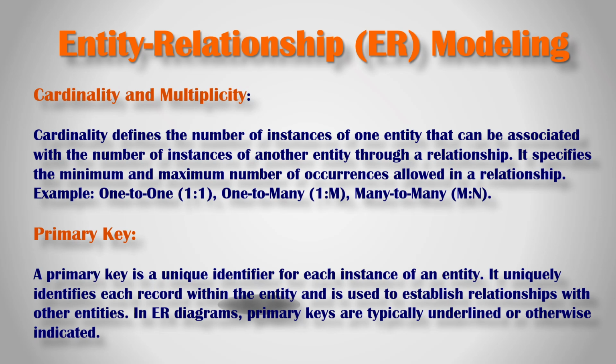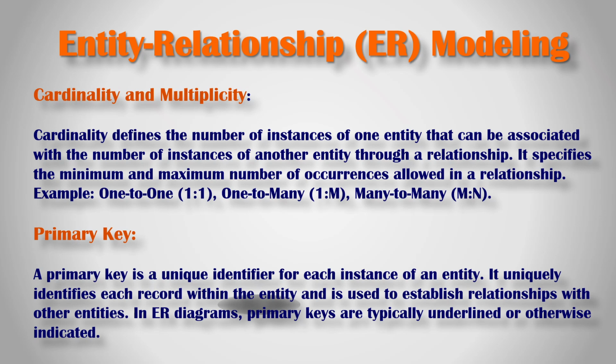Cardinality and multiplicity. Cardinality defines the number of instances of one entity that can be associated with the number of instances of another entity through a relationship. It specifies the minimum and maximum number of occurrences allowed in a relationship. Example: one-to-one, one-to-many, many-to-many.